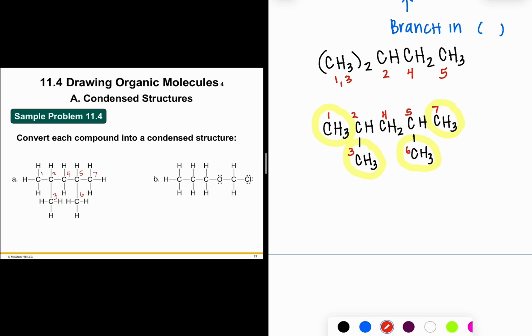Another way to write this is, different color, CH3, 2, CH, CH2, CH, CH3, 2. That's another way to write this. I'm going to number the atoms for you so we don't get confused. This is atoms 1 and 3. This is 2, 4, 5, 6, and 7 are in there.